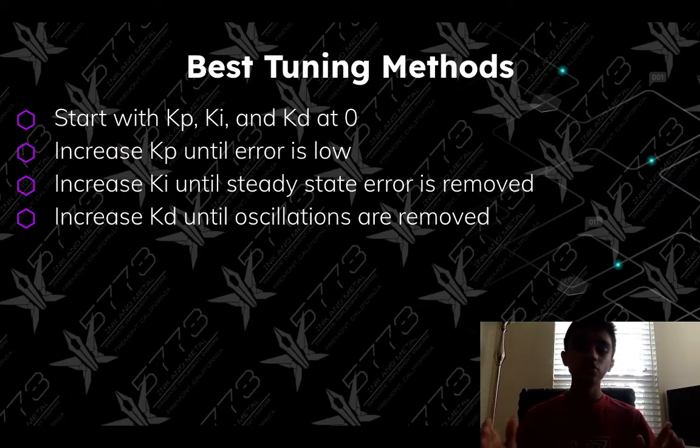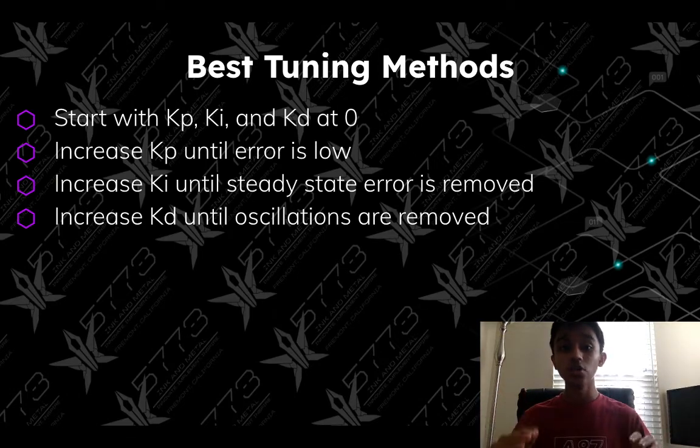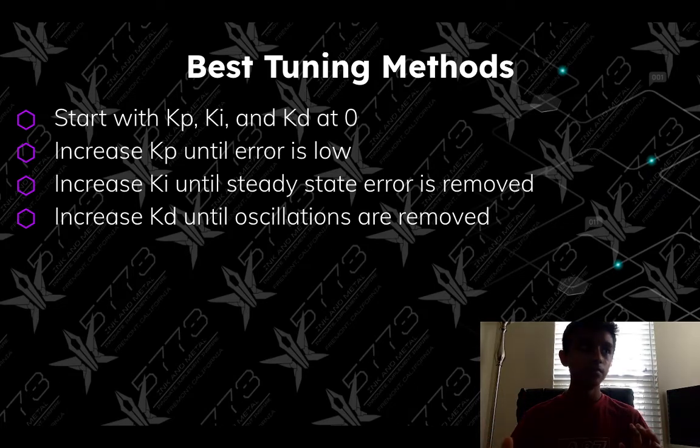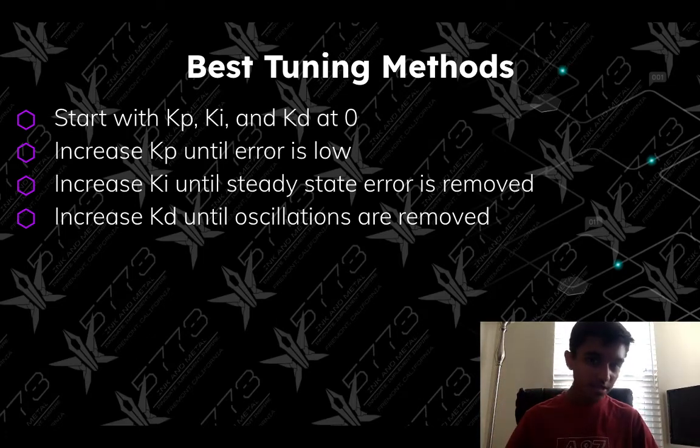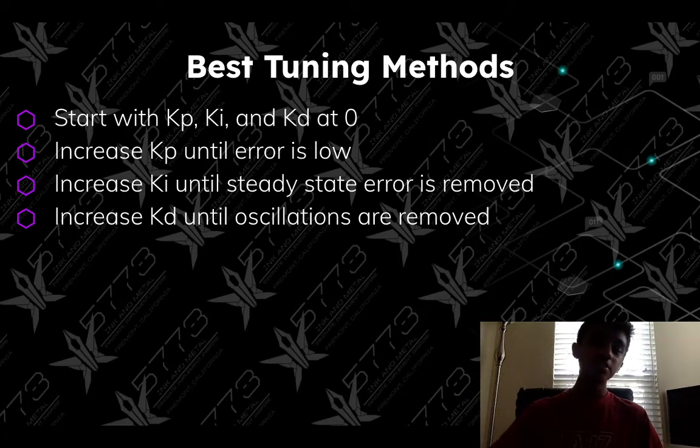Now, what you're going to do is keep increasing Kp until the error is low. Once that's to your approval, then you increase Ki until the steady state error is removed. And then Kd is increased until oscillations are completely removed. So really you just increase them in the order of Kp, Ki, and Kd. That's the best practice for when you're tuning.